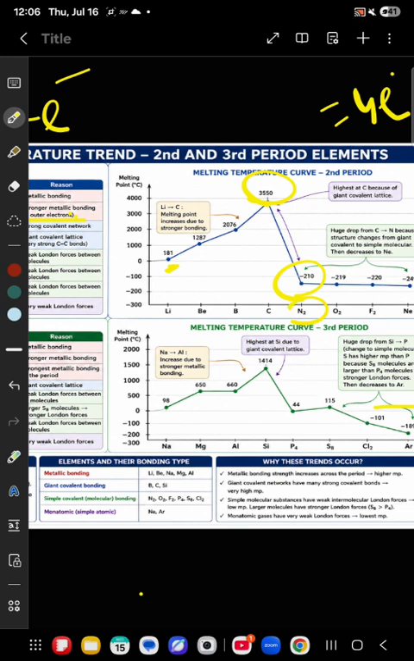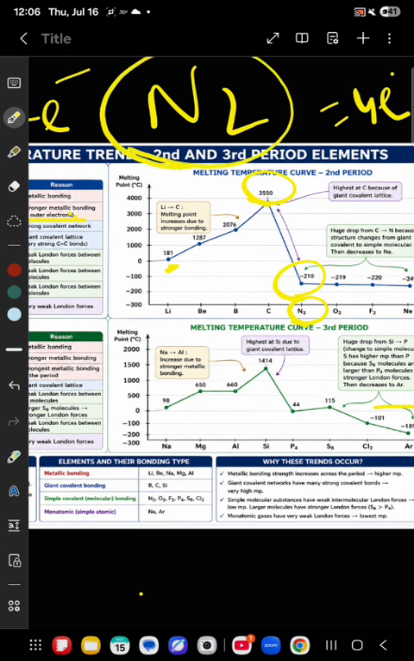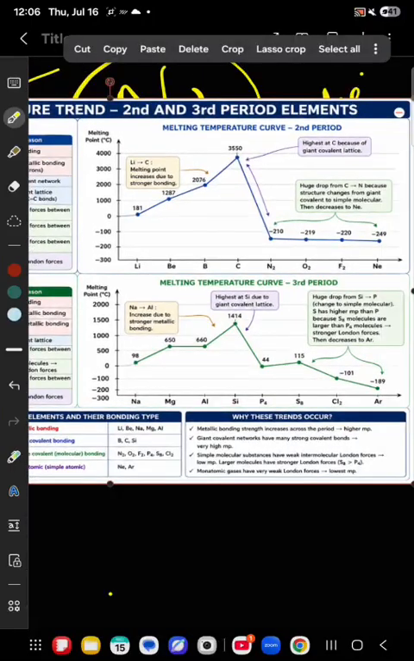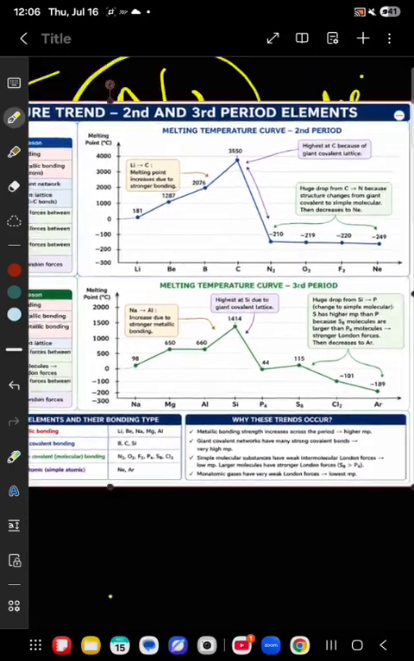Because nitrogen exists in nature in the form of N2. Nitrogen forms a covalent molecule. This is a very simple covalent molecule. Nitrogen never makes a giant structure. Nitrogen can only form a single covalent molecule. So that's why there is a very huge decrease in melting temperature.